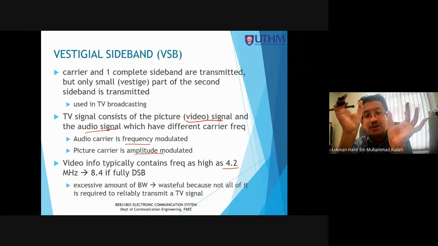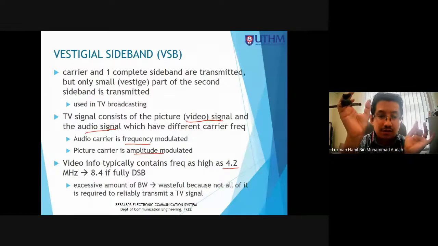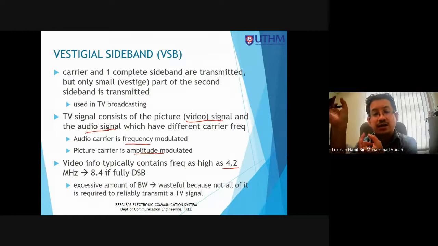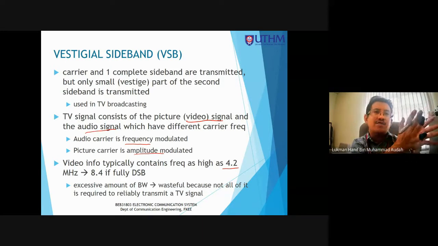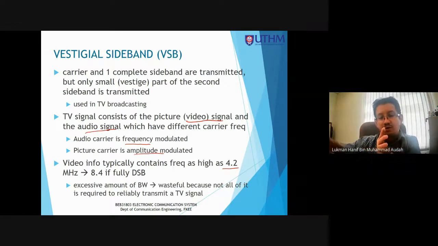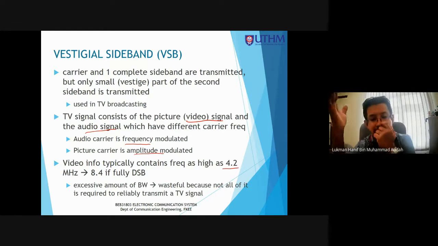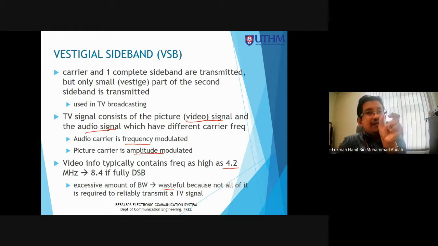Dia tidak efficient. So we need to because the audio signal requires only small bandwidth compared to the video signal which require larger bandwidth. Okay, so it is better if we can make small bandwidth for the audio and bigger bandwidth for the video. So you see that if we double the bandwidth, it requires excessive amount of bandwidth, wasteful. Okay, so itu sebabnya wujudnya vestigial sideband. In vestigial sideband, it assigns small fraction of bandwidth for the audio and bigger bandwidth for the video.